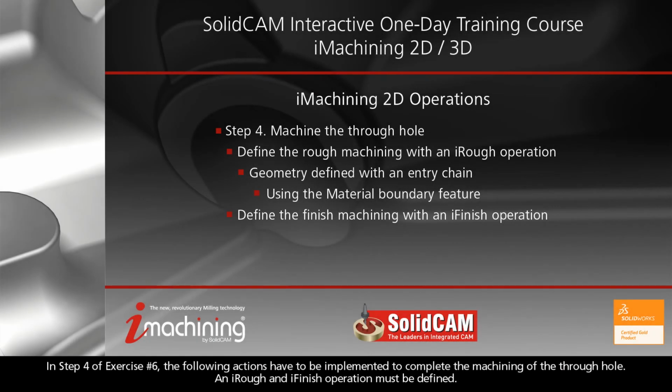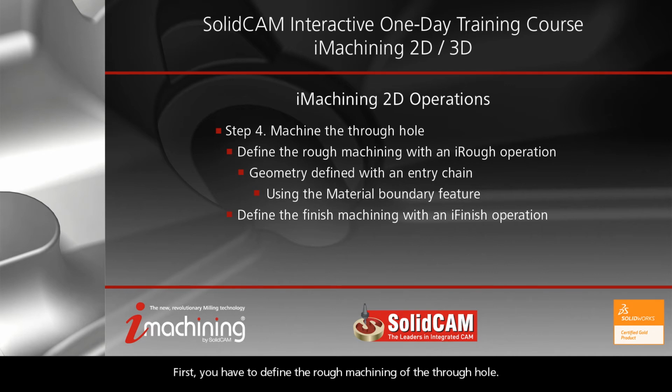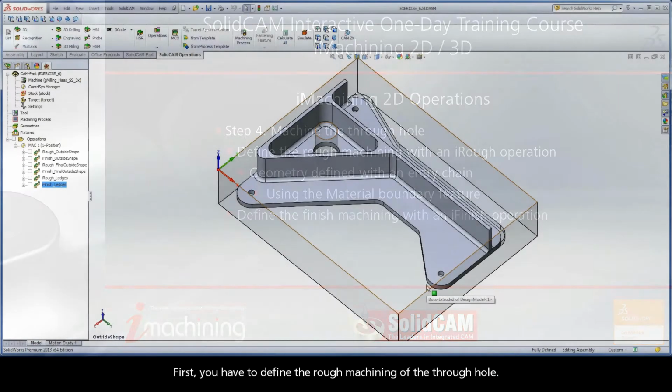In step 4 of exercise number 6, the following actions have to be implemented to complete the machining of the through-hole. An iRough and iFinish operation must be defined. During this step, the material boundary feature is used to define the machining geometry for the through-hole. First, you have to define the rough machining of the through-hole.